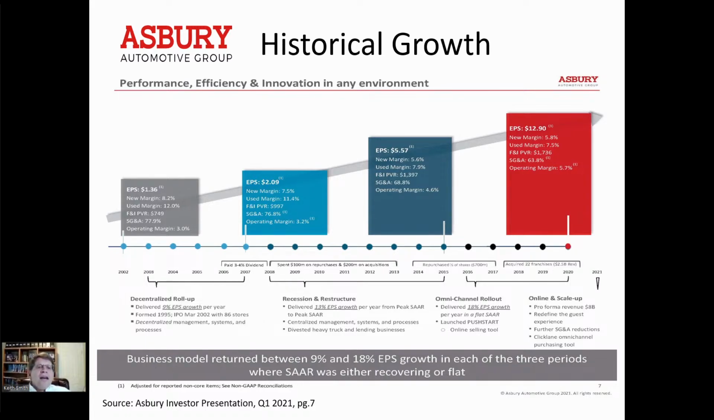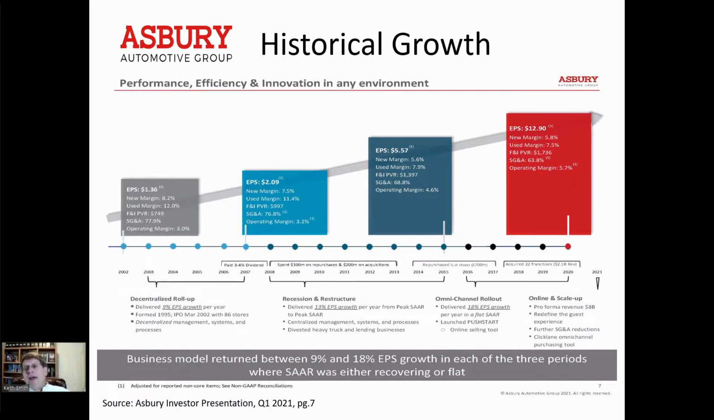And so if you look at the timeline here, they started out as a decentralized roll-up. Then they started to pay dividends as the opportunities started to dry up a little bit. They had a recession restructuring, so they did repurchasing and acquisitions. And there was a period of time between 2014 and 2017 where they bought back a third of their shares. So again, this is a flexible approach depending upon the situation, knowing what's going on.